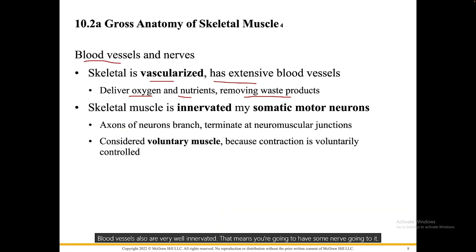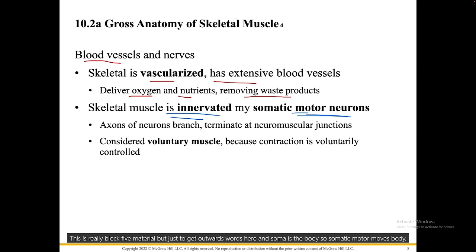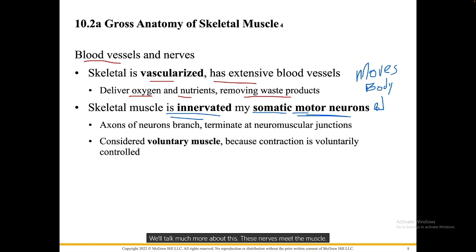Muscles also are very well innervated. That means they're going to have some nerve going to them. And I just want to plant the seed now. Motor moves us. And so a motor neuron is going to go to our muscles. This is really block 5 material, but just to get our words here. Soma is the body. So somatic motor moves body. And again, neurons tells us it's the nerves. And really this is going to be more chapters 13 through 16. We'll talk much more about this.